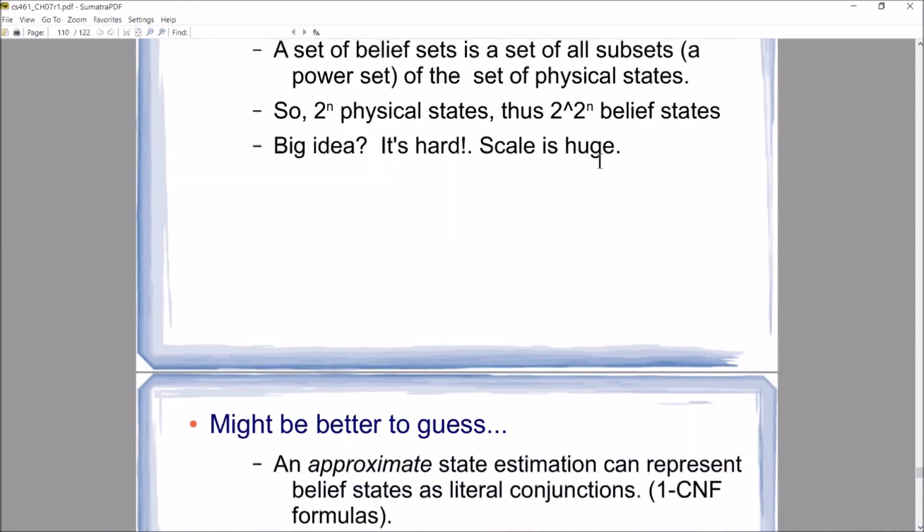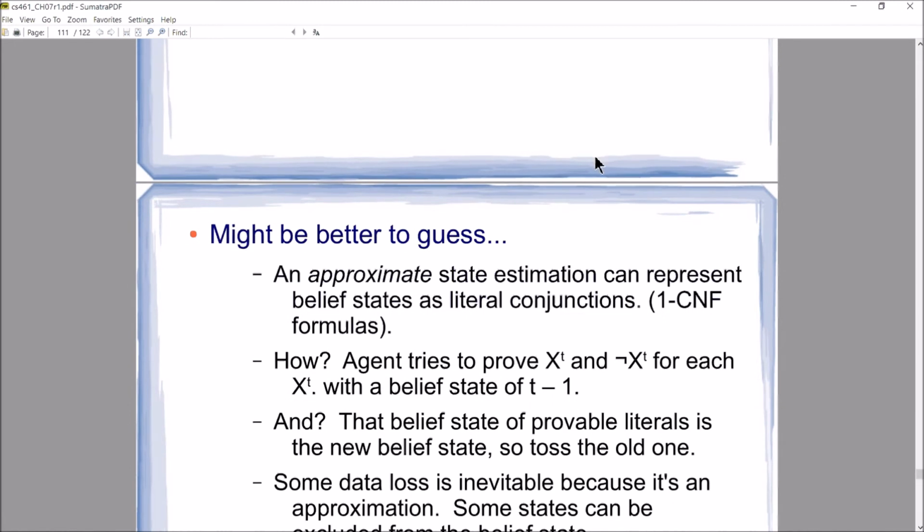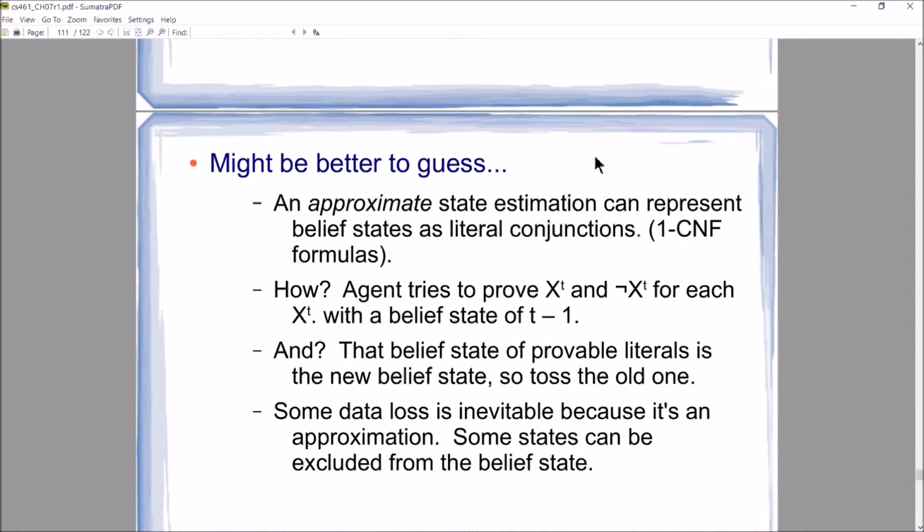So what's a possible solution? Well, the textbook doesn't go too deep into this. Matter of fact, it only gives you a paragraph to talk about this, but it gives you an idea, right? So you can have an approximate state estimation. You can take a guess, and what that can take the form of is a representation of states as literal conjunctions, right? So these estimations are referred to as 1-CNF formulas, right?